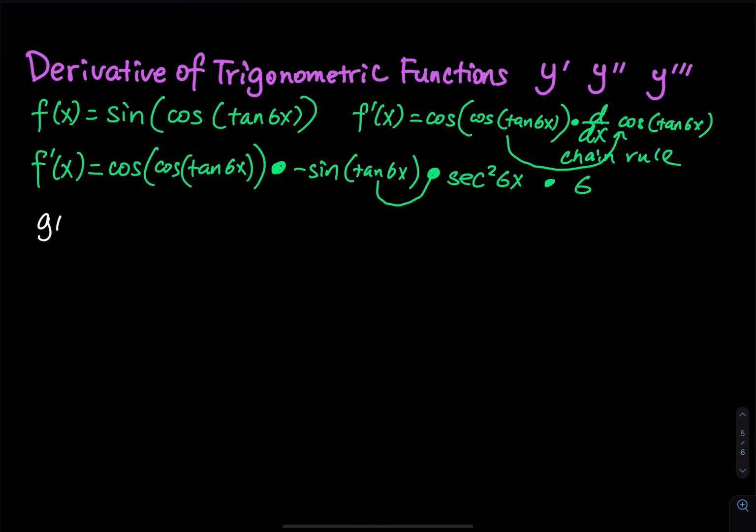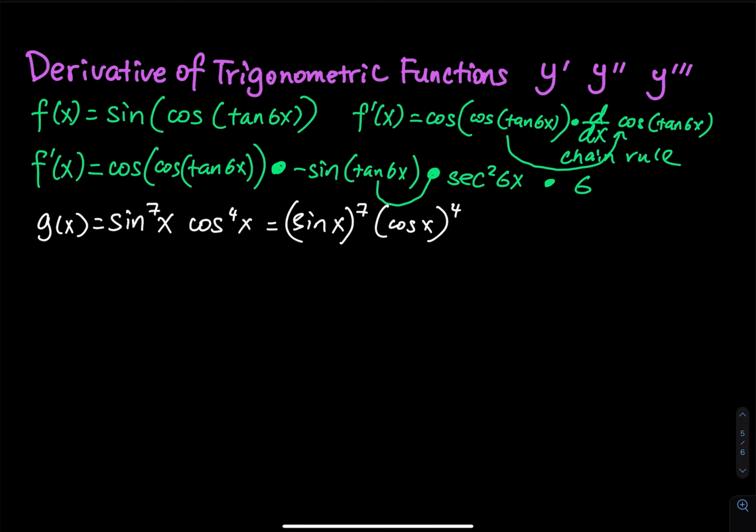Number two, we have g of x equals sine to the 7th power of x times cosine to the 4th power of x. This one I highly recommend you take the 7 and the 4th power out. So sine x to the 7th power and then cosine x to the 4th power. The power 7 belongs to the sine and the 4 belongs to the cosine. The power has nothing to do with x.